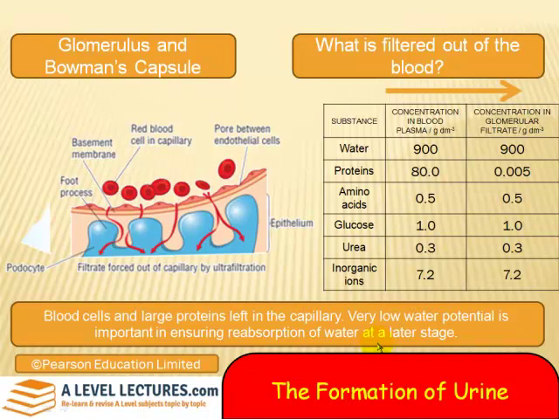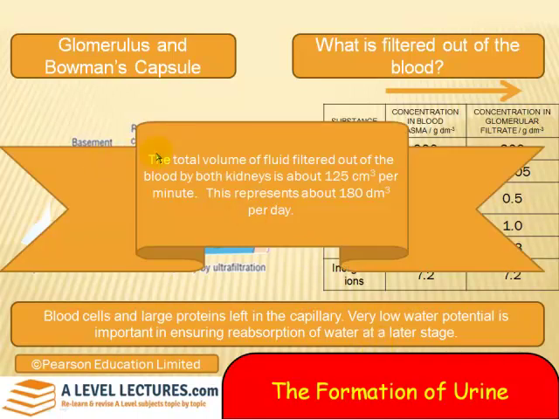Now, a staggering figure here: the total volume of fluid filtered out of the blood by both kidneys is about 125 cubic centimeters per minute. This represents about 180 litres a day. Now imagine if nothing was reabsorbed, you'd spend your whole day going to the toilet, wouldn't you? So much of this stuff has to be reabsorbed. Let's look now at where this happens.